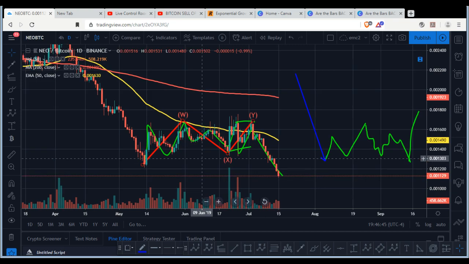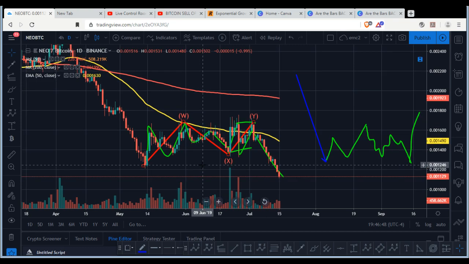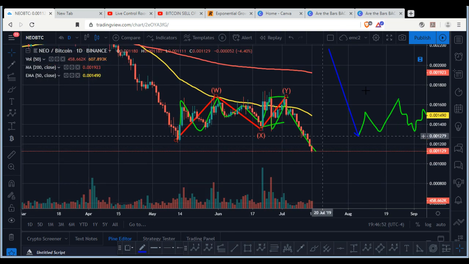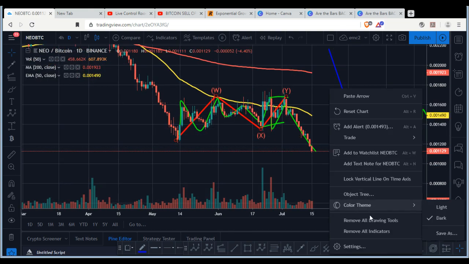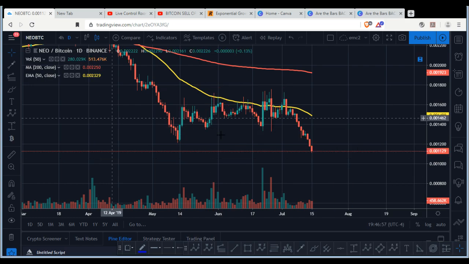Just go back and watch the beginning of the live stream, and try to learn those corrective structures, and 80% of the time you're going to be correct. 80% of the time, guys, you're going to be correct. So let's move on to XRP USD.